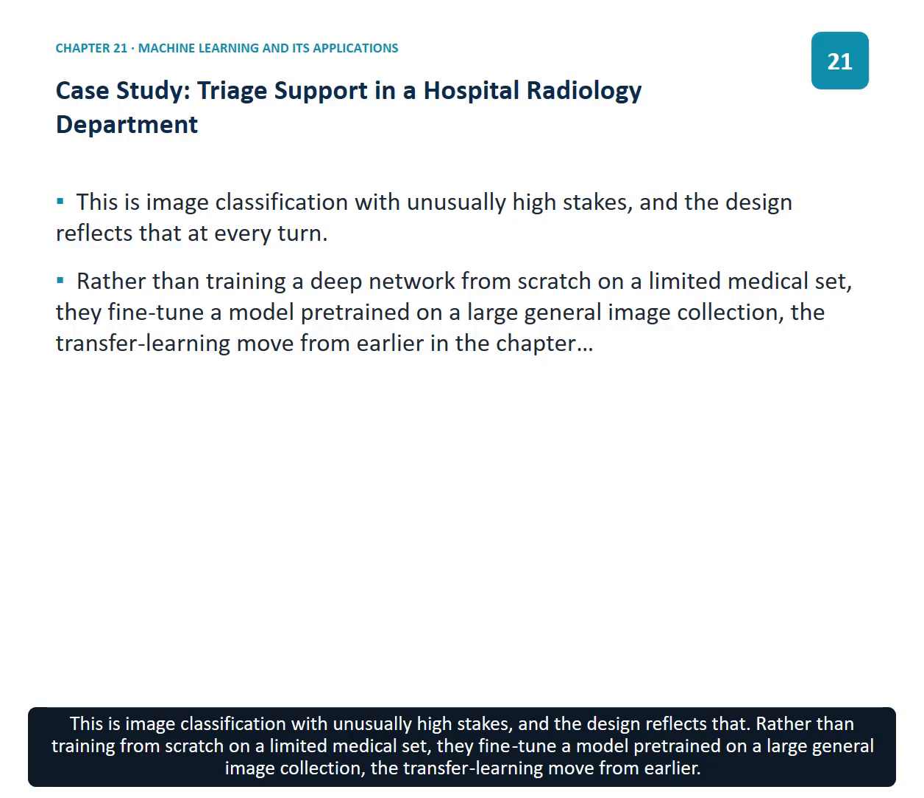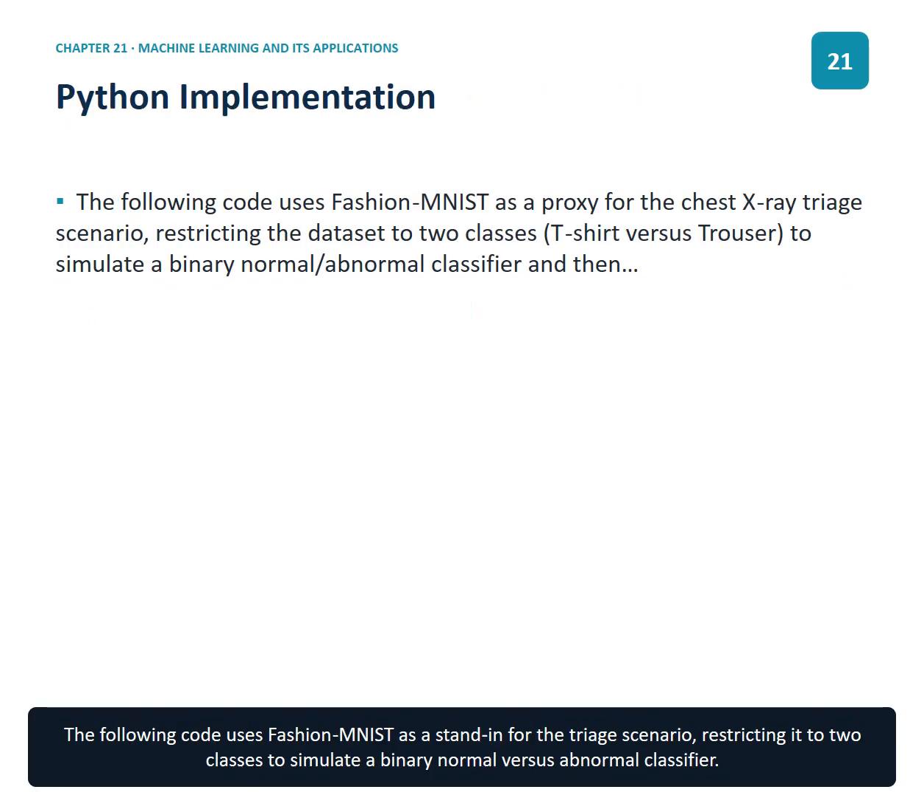Rather than training from scratch on a limited medical set, they fine-tune a model pre-trained on a large general image collection, the transfer learning move from earlier. The following code uses Fashion MNIST as a stand-in for the triage scenario, restricting it to 2 classes to simulate a binary normal versus abnormal classifier.